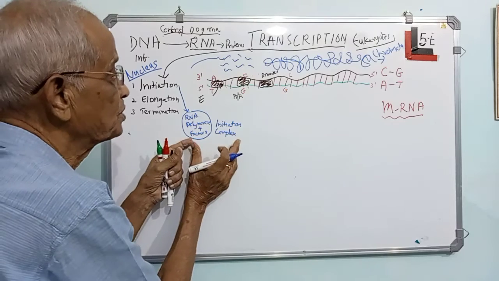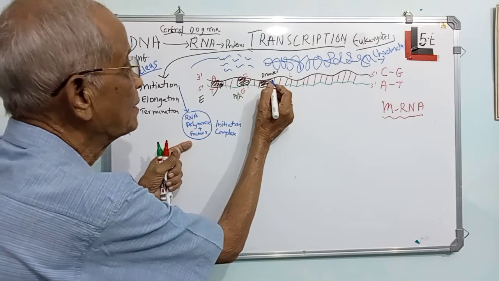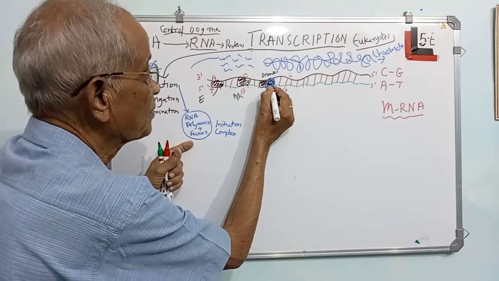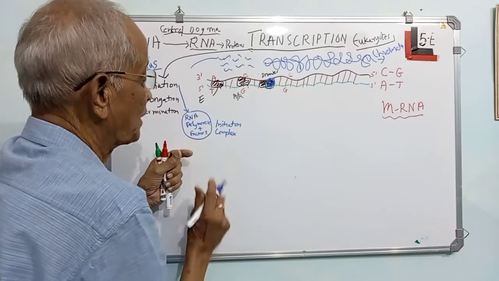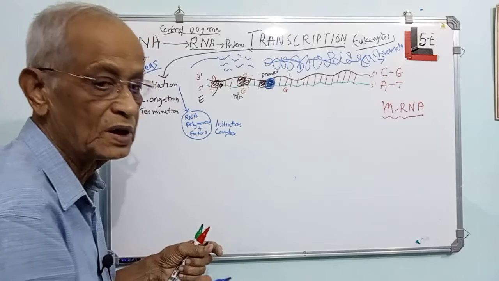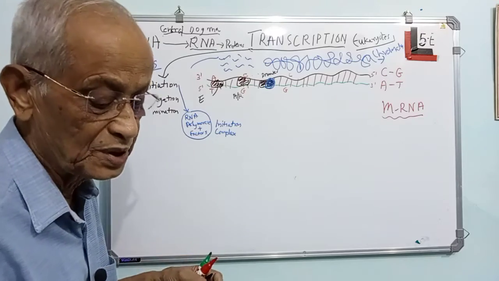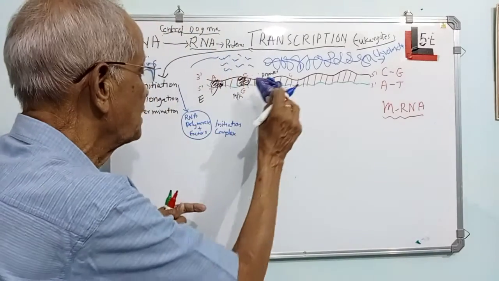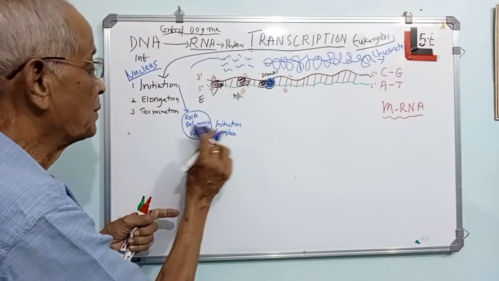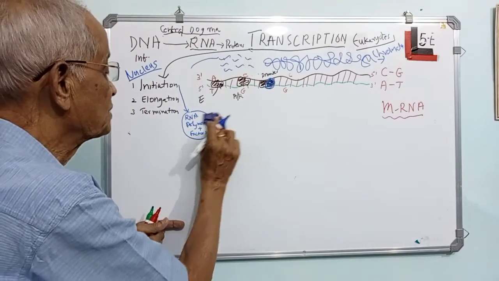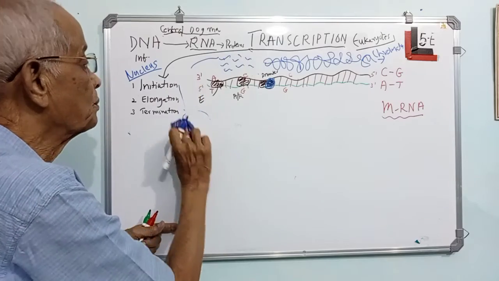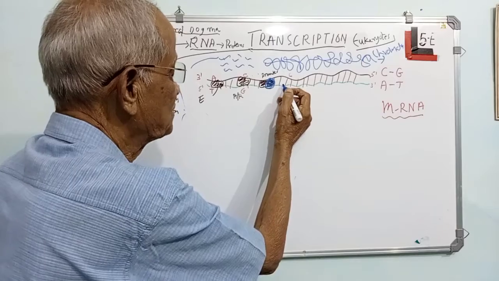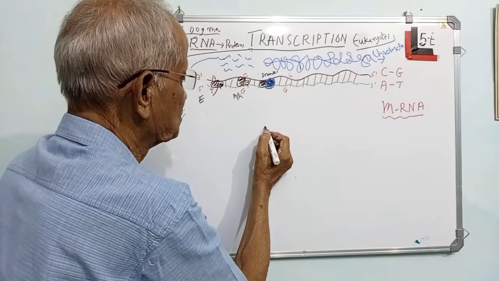So this initiation complex comes and binds this area, the promoter area. That's the initiation complex. That is the first part of the formation of the mRNA. So the initiation complex containing the polymerase and other things will come and join here. And once that happens, we will take only this portion now.